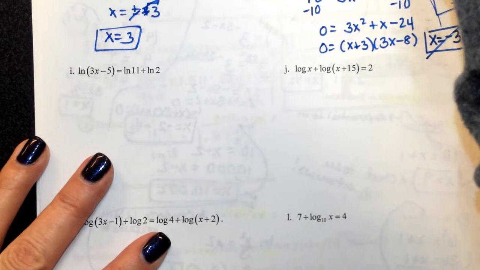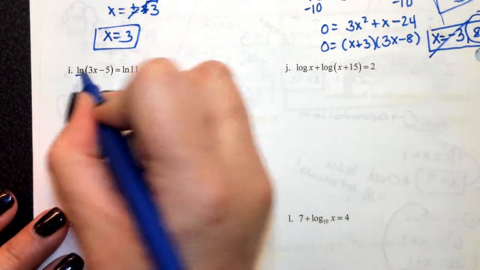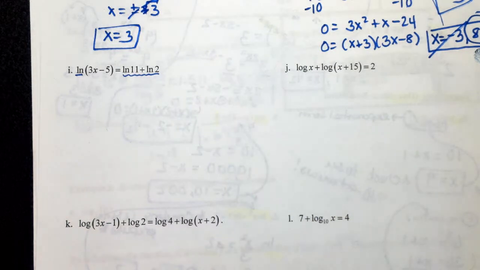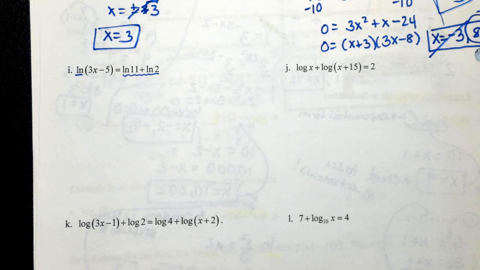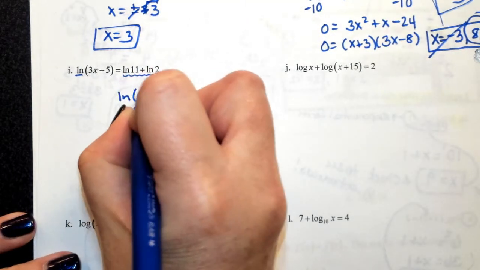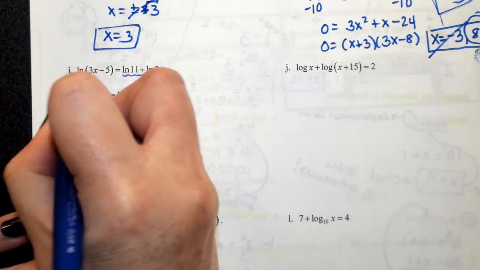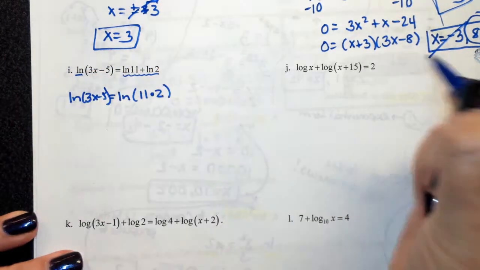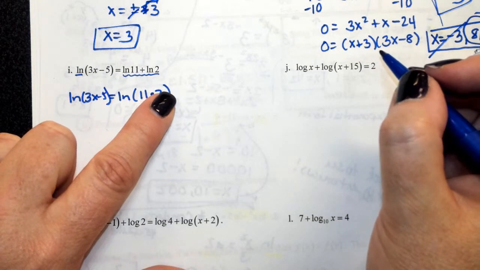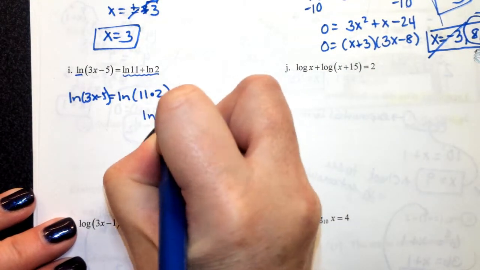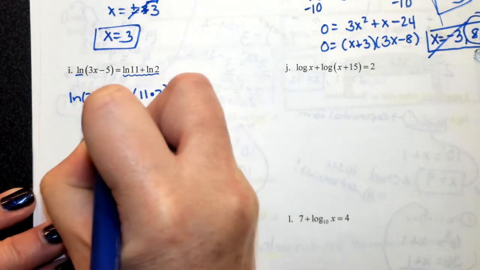Now let's take a look at I. I have a single log on the left, but notice I have 2 logs separated by addition sign on the right. So anytime you see more than one log on one side of the equation, you want to smush them together using those properties. How can I bring together the natural log of 11 plus natural log of 2? I can get them through what operation? Multiplication. So I can rewrite the right-hand side as the natural log of 11 times 2. And what is 11 times 2? 22. So the natural log of 22 is equal to the natural log of 3x minus 5.